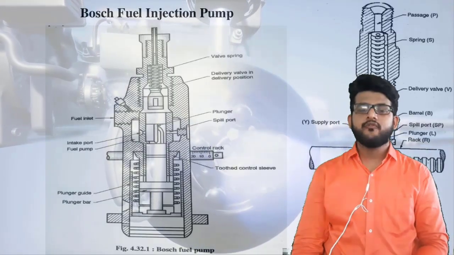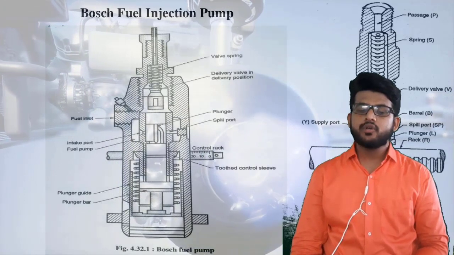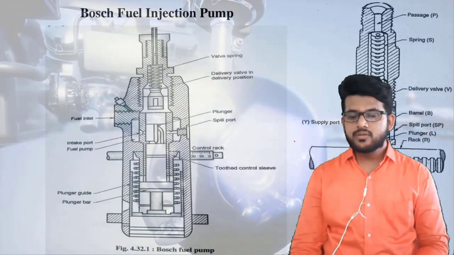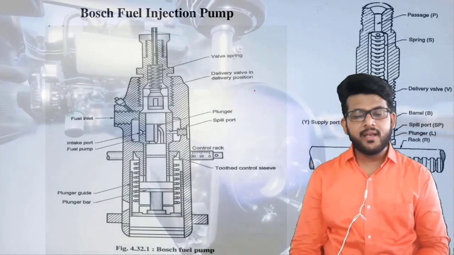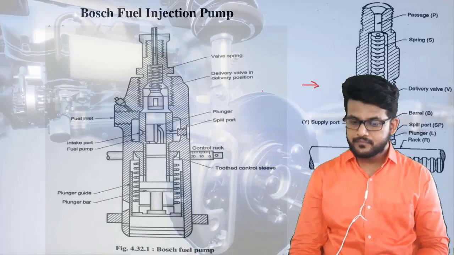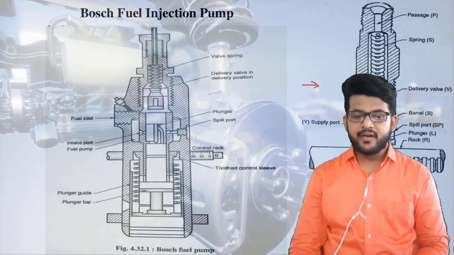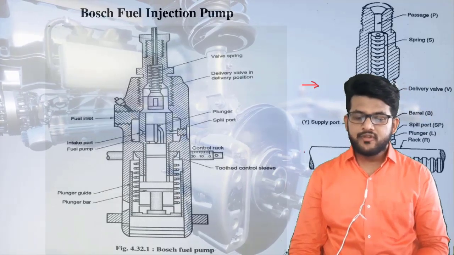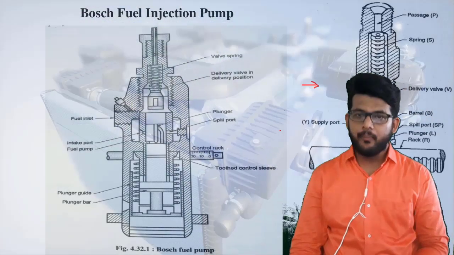Next pump is the fuel injection pump, that is the Bosch fuel injection pump, also called the jerk type fuel pump. Now I have shown these two figures. Both of the figures are right and you can draw any of them. This is actually a cut section, or you can say this is a 3D figure and this is a 2D figure. Both of them are the same in construction, you only need to understand how it operates.